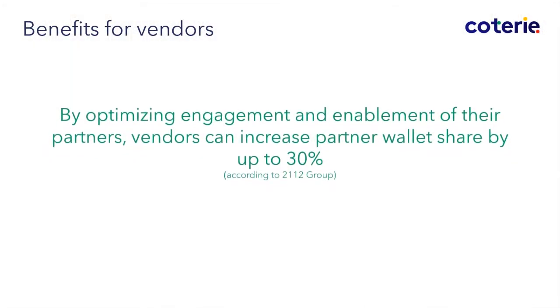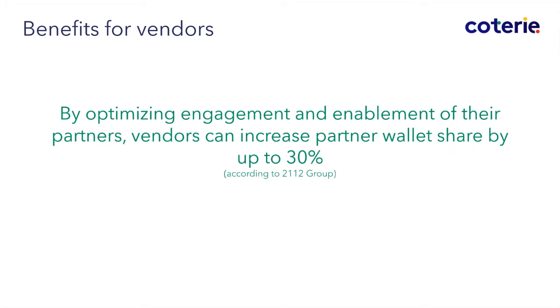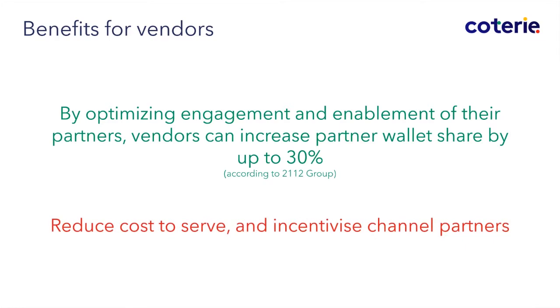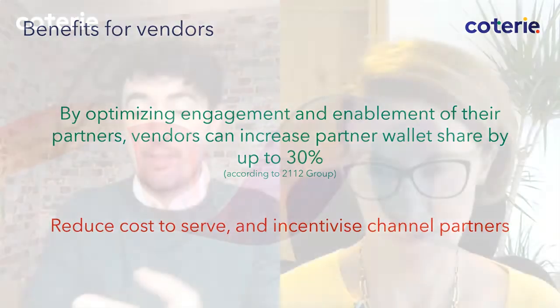And then for vendors, if you really optimize your engagement and enablement for your partners, there is a potential increase in partner wallet share of around 30%, and that comes from the 2112 Group research. And on top of that, there's a reduction in cost to serve your partners and actually an opportunity to incentivize your channel partners to sell even more. So there are loads of harder benefits, but also softer benefits as well. Yeah, there's loads there, isn't there? So 30% growth in share of wallet is huge.